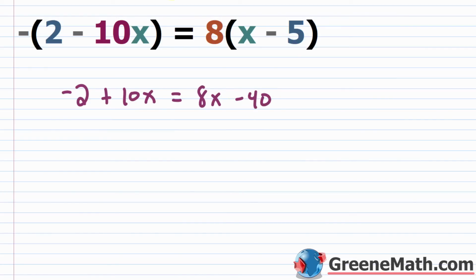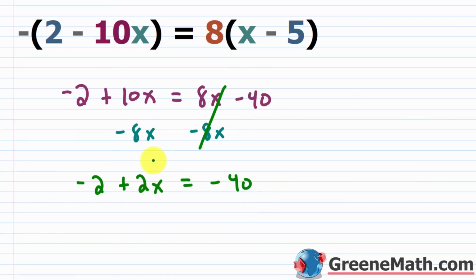So now we move into our step where we, again, move all the variable terms to one side, all the constants to the other. So I'm going to actually subtract 8x away from each side of the equation. And let's go ahead and cancel this out over here. So on the left, I'm going to have negative 2. And then 10x minus 8x is going to give me 2x. So let's put plus 2x. And this equals, over here, I'm going to have negative 40.